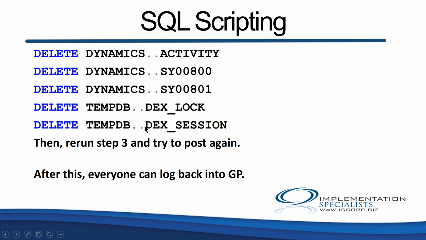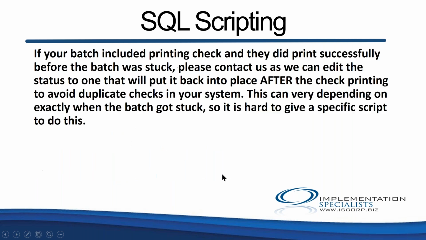And I had one the other day where something in dex session got locked. All the other 4 were cleared out, but it was dex session that put a lock on something. So we had to clear that out, and then it flowed through as appropriate. Then you run that update statement, and then you can have everyone log back into GP. Now, as I noted earlier, if you've printed checks or your batch status is something other than 0, something may have happened, like it may have gotten to a certain point in the process before it failed.